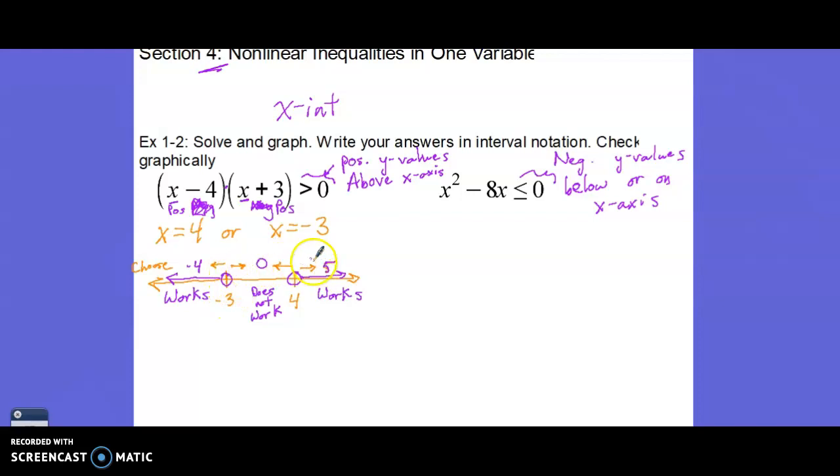Notice that I had open circles because we didn't want where they equal. And so in interval notation, we would write it this way, from negative infinity to negative 3, union, we've done this before, 4 to infinity.